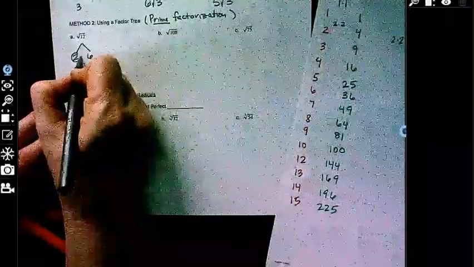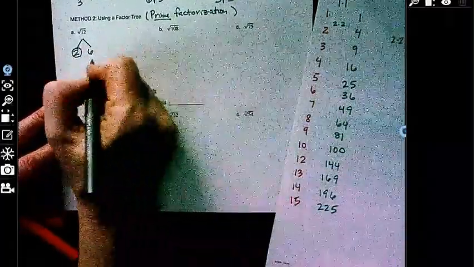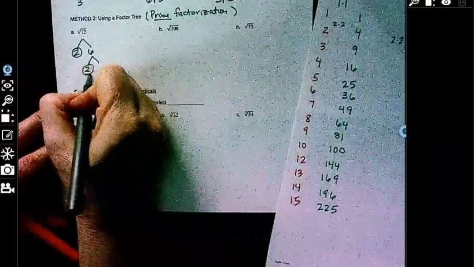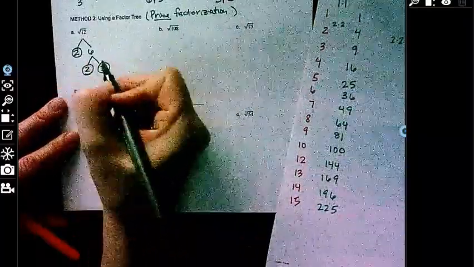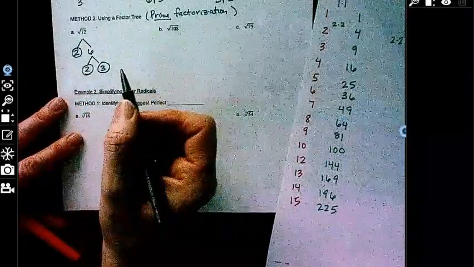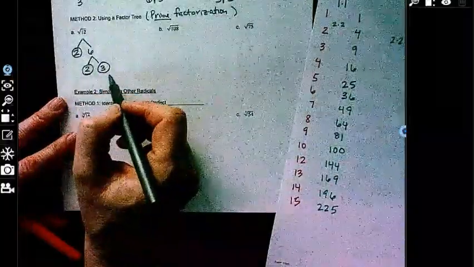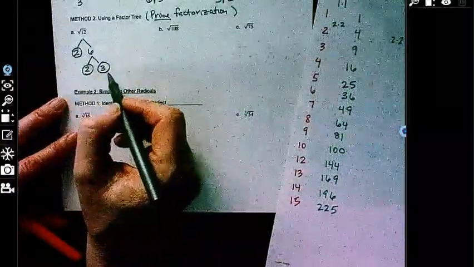That's prime, so we circle it when we make factor trees. 6, can 6 be broken up? Yes. 2, that's prime, times 3, that's prime, right? The only thing that you can divide 3 by is 1 or 3. So now I've done my prime factorization.